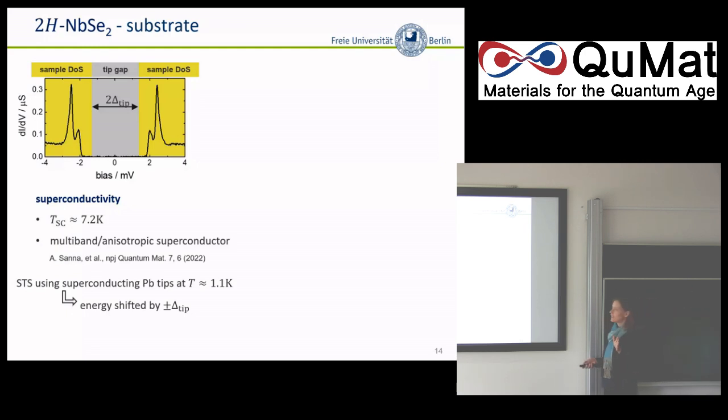I don't want to go into these details, just to remind you that whenever we want to look at subgap states, you may be misled that this is already one of these Yu-Shiba-Rusinov states, but it's not. The shoulder is there of the bare substrate.